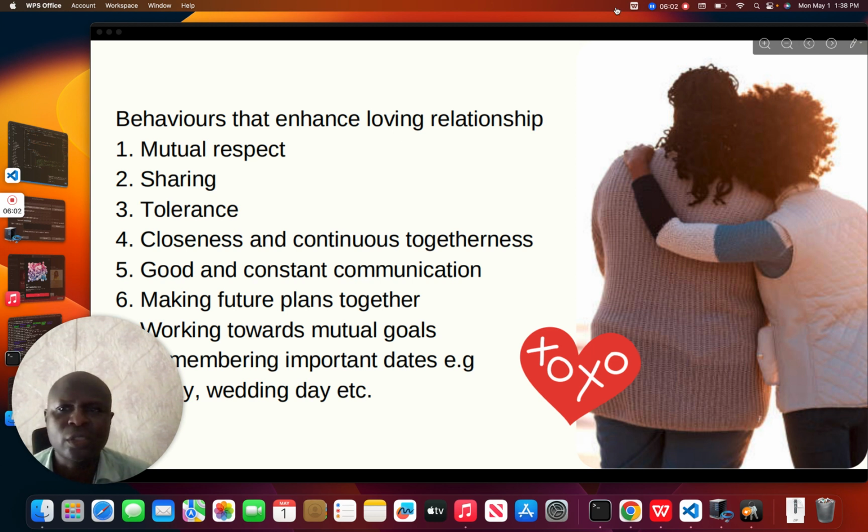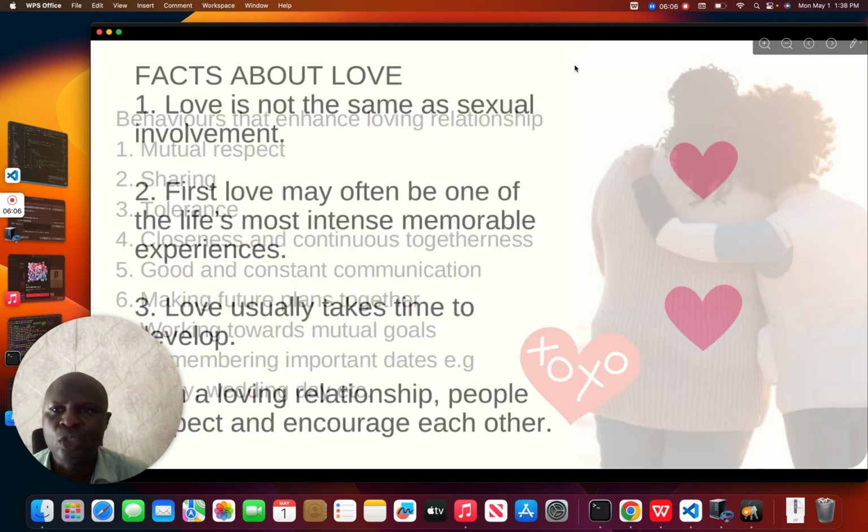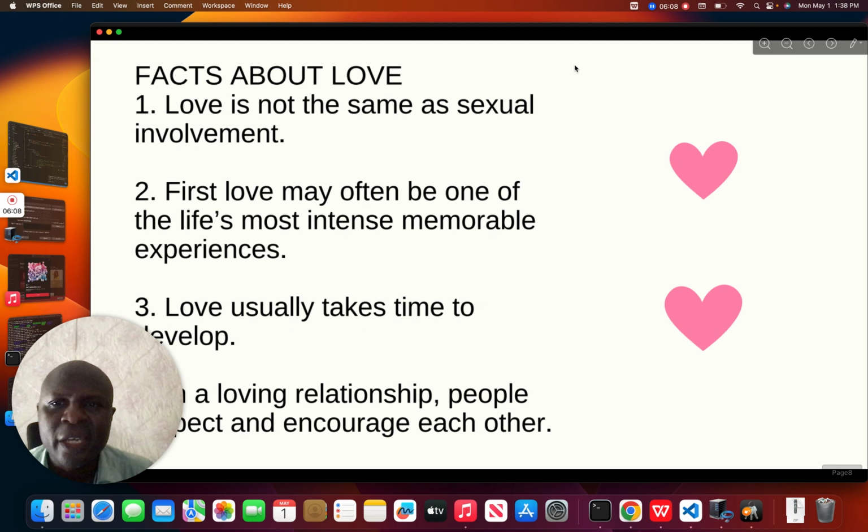This takes us to the next stage that has to do with facts about love. There are facts that we need to understand about love. The first fact is love is not the same as sexual involvement. Don't make mistake when you have sex with your friend that you love your friend. No, you don't love. That's not love. So love is not the same as sexual involvement.